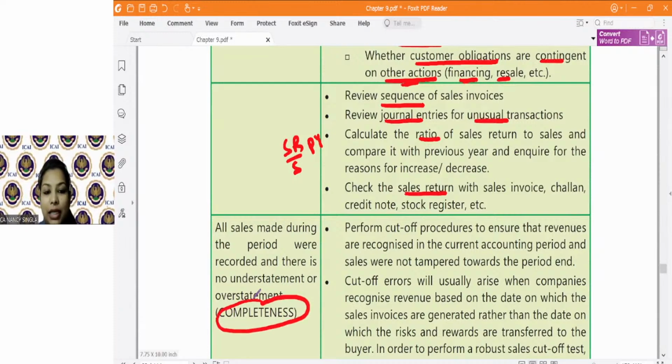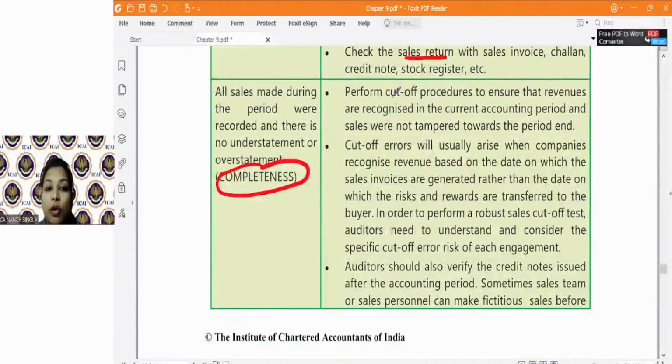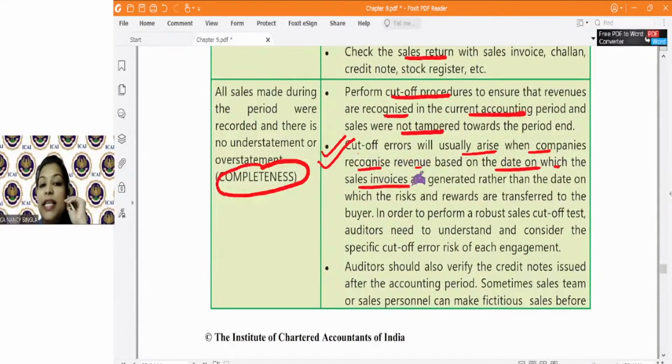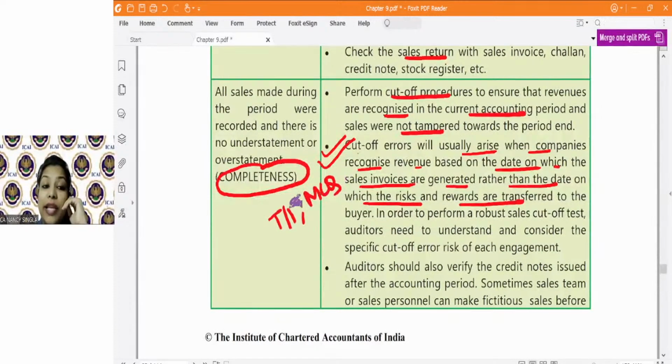With respect to completeness and cutoff, perform the cutoff procedure, that is recognizing current accounting period. Sales are not tampered. Tampered is what? Manipulated है ना. So see, cutoff errors will usually arise when the company recognizes revenue based on date on which sales invoice are generated rather than the date when the risk and rewards are transferred. तो आपको MCQ true false easily आ सकता है ना. That when should the sales be recognized? ठीक है. It should be as per the date of invoice or it should be as per what? When the risk and reward is transferred.